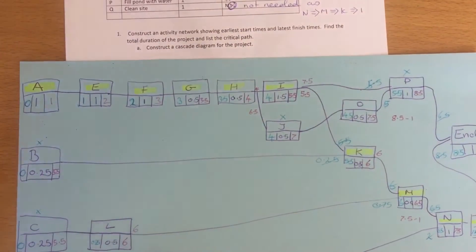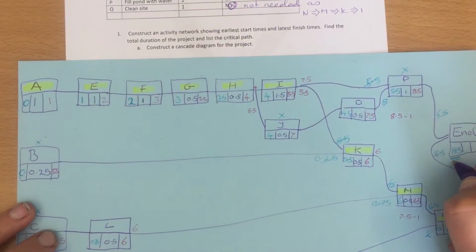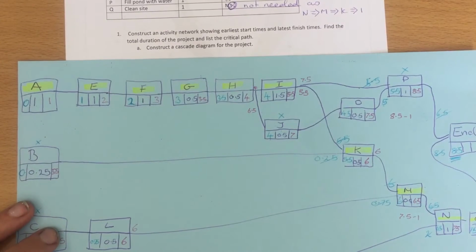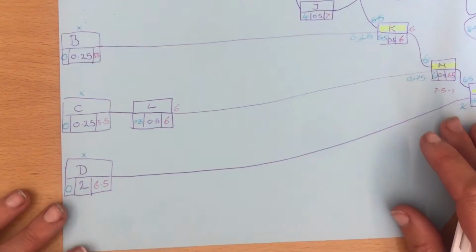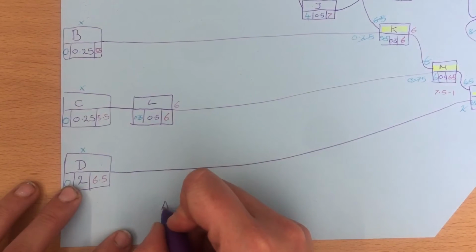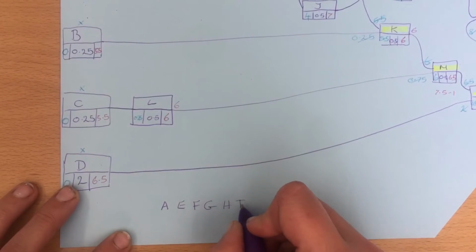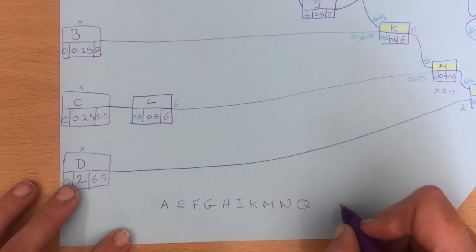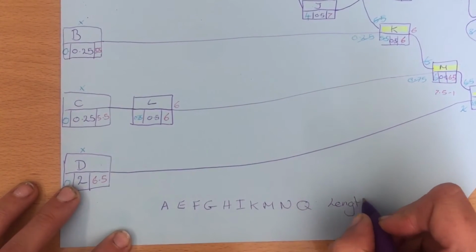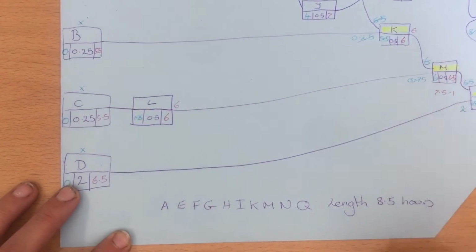And what we are then asked to do is find the total duration of the project, and that is this, our end value, and the critical path. So our critical path is A, E, F, G, H, I, K, M, N, Q, and it has a length of 8.5 hours.